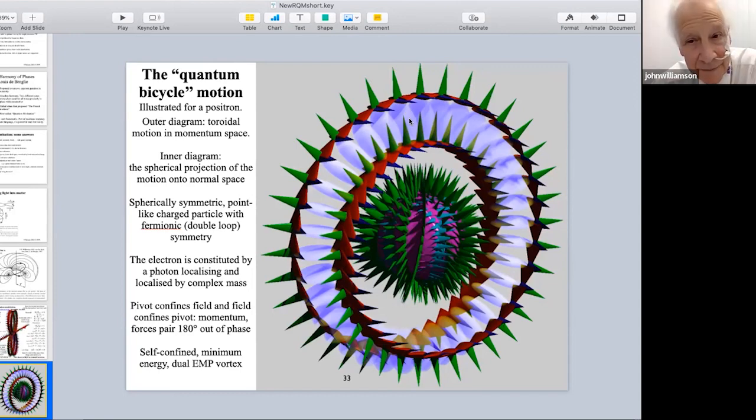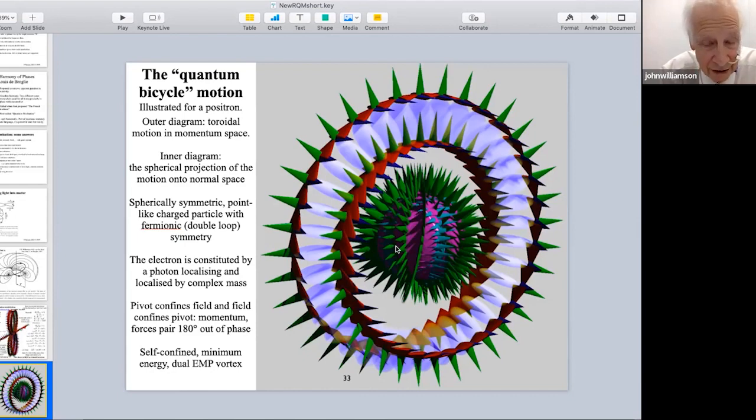And I have to imagine, instead of this thing going around and round the loop, the loop going round and round the ball of pivot. And then I end up with something which looks like the center thing here. So the projection onto normal space of this field momentum space toroidal configuration is simply spherical.